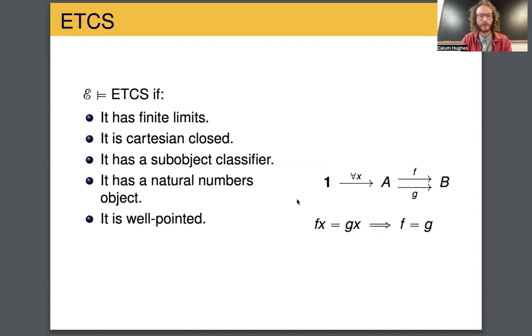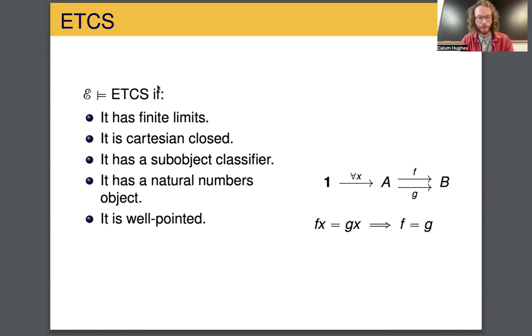So we also want E to be well pointed. So this says that if we have two objects A and B and two morphisms between them, f and g, if they agree on every morphism out of the terminal object, so f(x) equals g(x) for all x, then we can conclude that f equals g. So in the category of sets, this is kind of an extensionality condition. It's a strong version of the extensionality axiom in ZFC, and it says that functions are determined by their effect on elements.